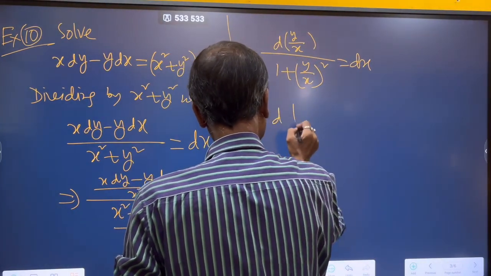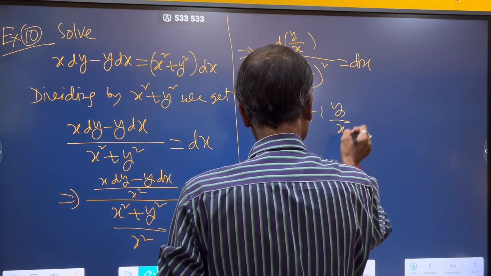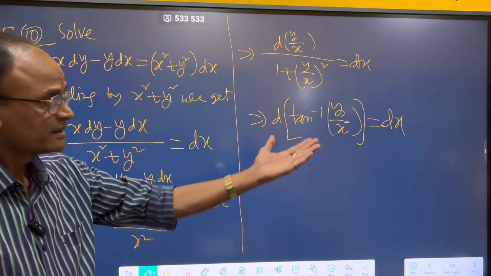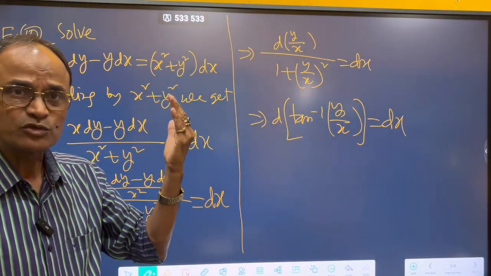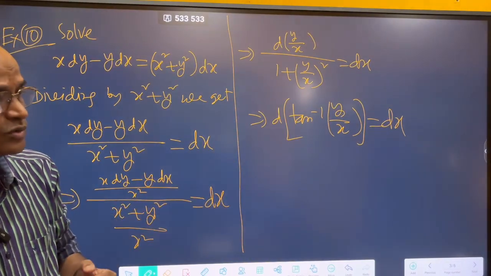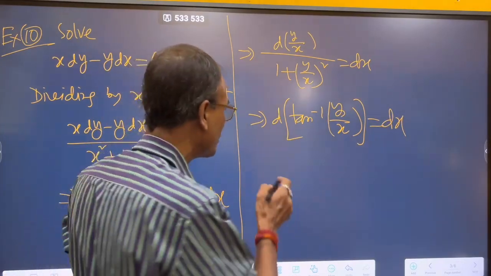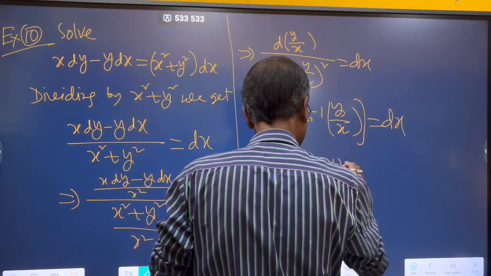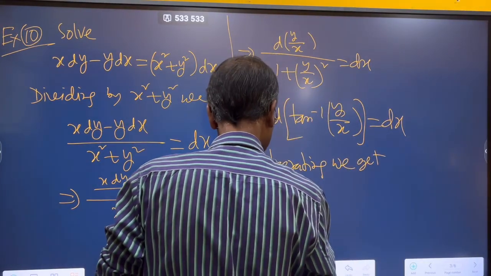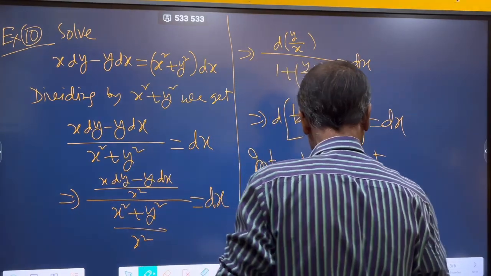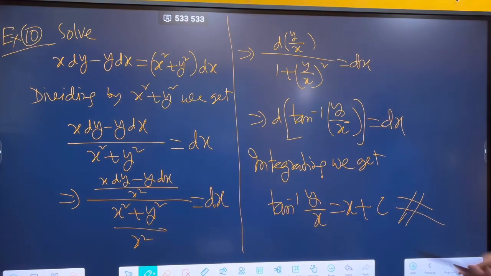This can be written as d of tan inverse y by x. d of tan inverse y by x equal to dx. x can be taken to the left hand side also. You may write d of tan inverse y by x minus x equal to 0. It is of the form du equal to 0. Integrating we get tan inverse y by x equal to x plus c. Therefore, this is the solution of this differential equation.